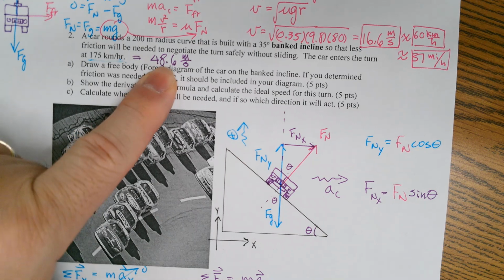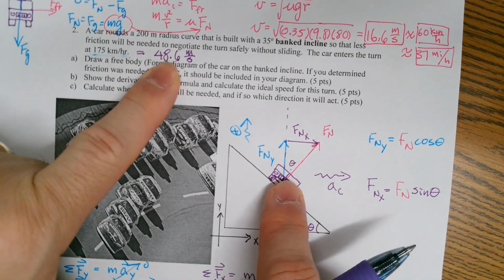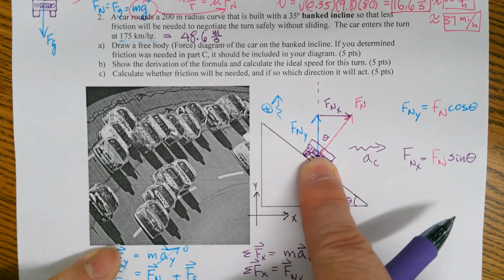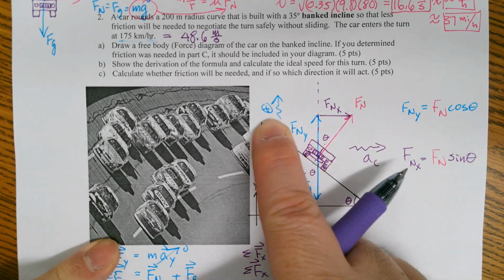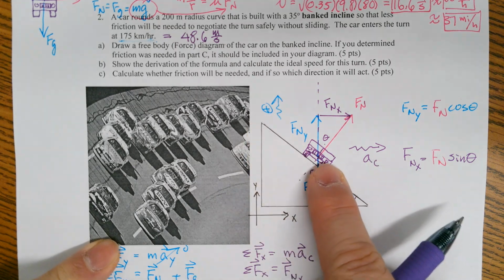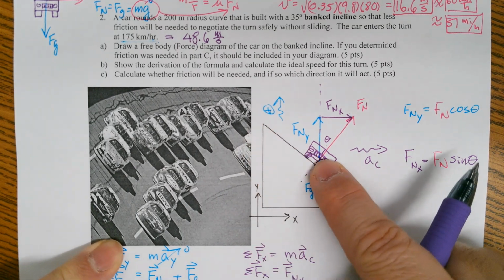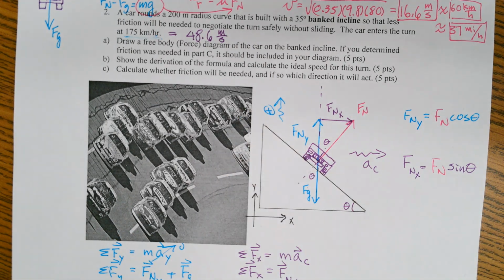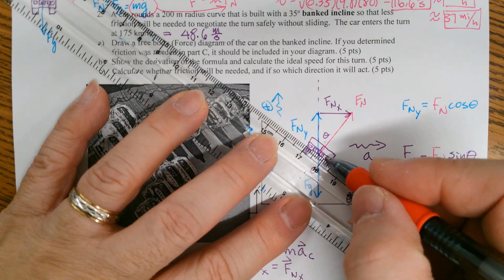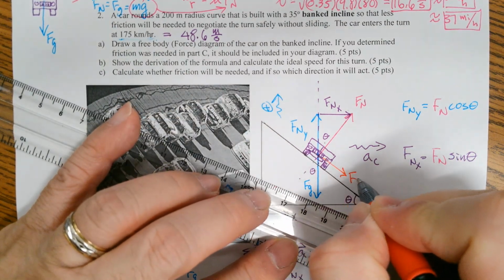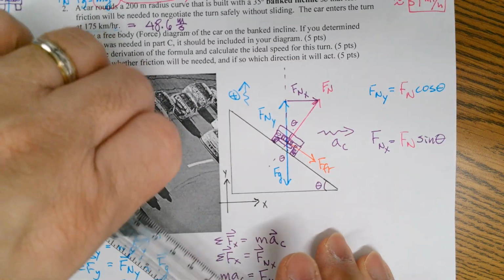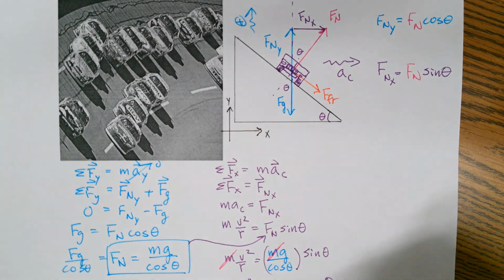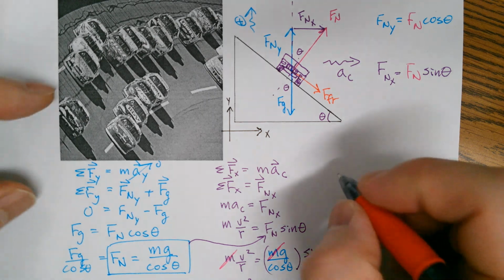So since it's traveling faster than the safe speed, what's going to happen to this car? This car is going to have a tendency of drifting up the embankment because it's going faster than the safe speed. Because it wants to drift up the embankment, the friction has to act down the embankment in order to prevent that from happening. So friction has to act down the embankment because it's going faster than the safe speed.